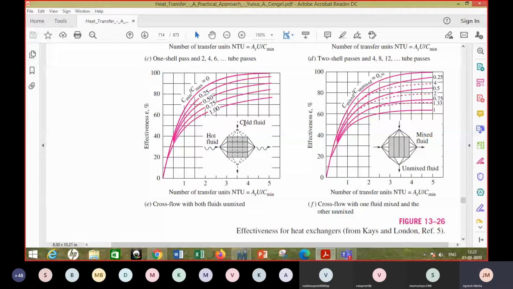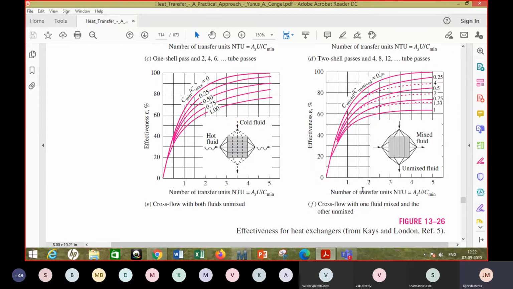You have to check whether it is a case where the hot fluid is mixed or unmixed and the cold fluid is mixed or unmixed, right? And whether it is the cold fluid or the hot fluid, what is more important is which one has the minimum heat capacity rate and which one has the maximum heat capacity rate, and accordingly you have to go through the required type of chart.